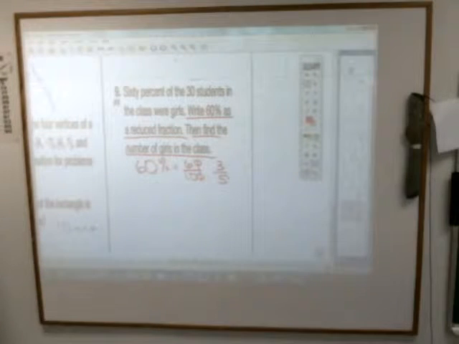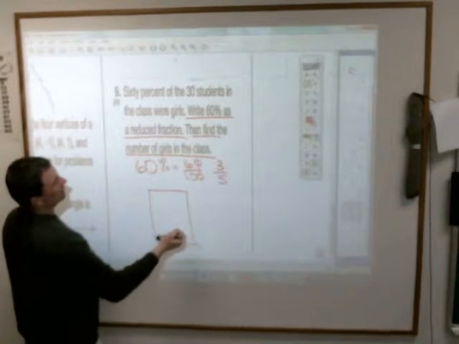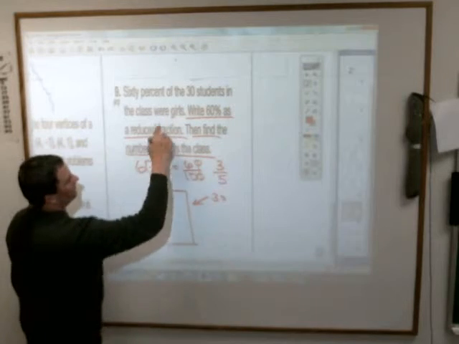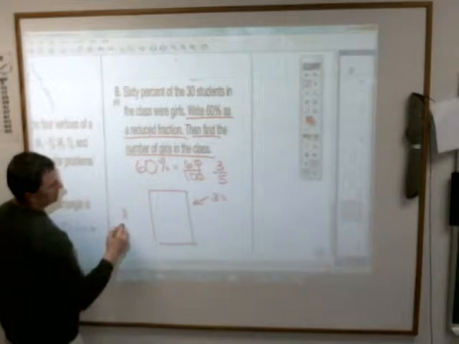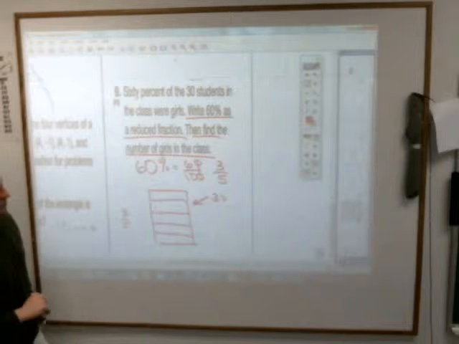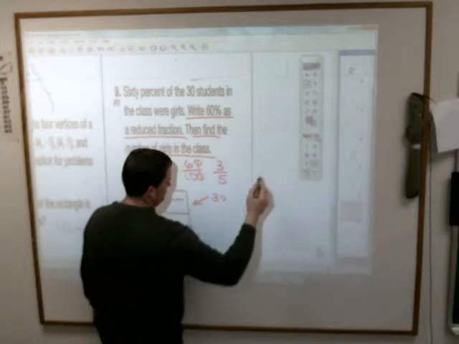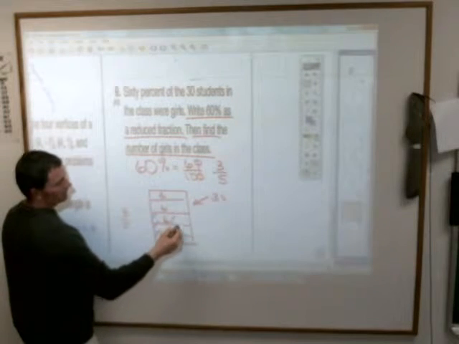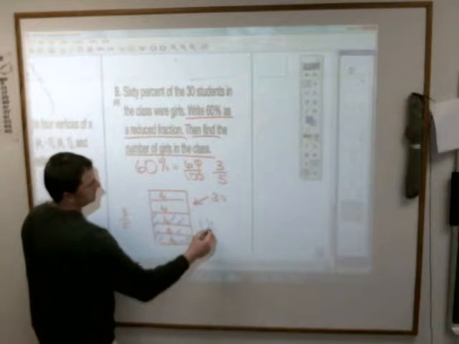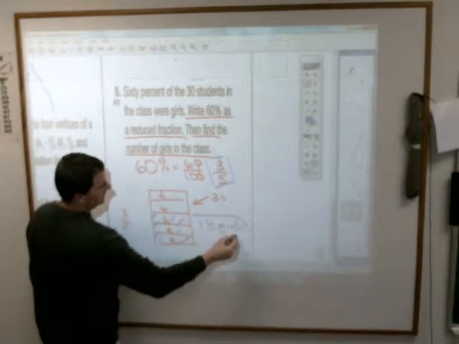Now, to find the number, again, going back to sketching out the box, this box stands for how many total kids are there? 30. 3/5 is what? How many were girls? So you take 30, cut it into 1, 2, 3, 4, 5 pieces. How many would be in each piece? 6. And 3 of those 5 pieces are girls, which is how many? 18. So you have the two answers. 3/5 is the 60%, 18 is the number of girls.